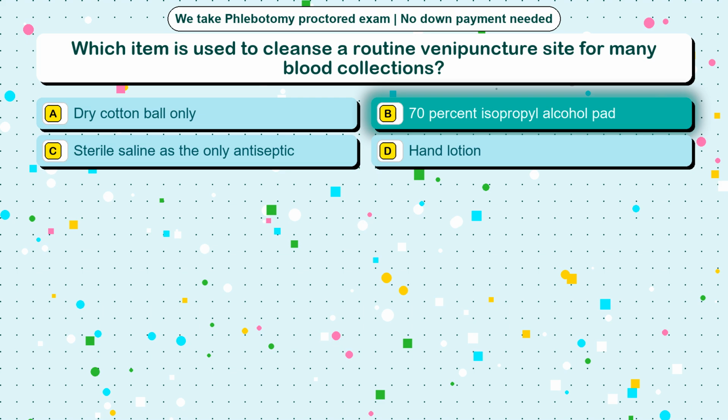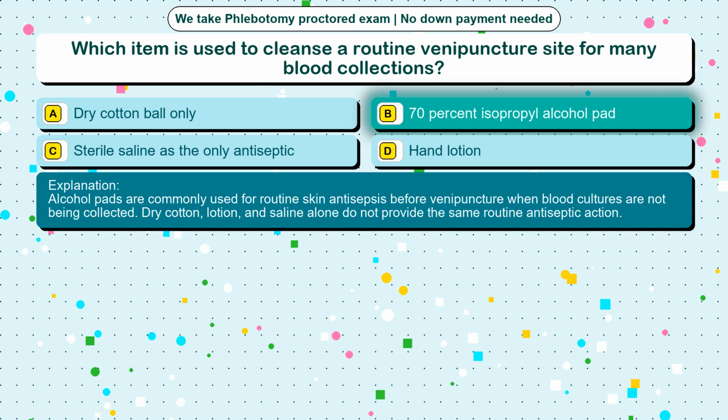70% isopropyl alcohol pad. Alcohol pads are commonly used for routine skin antisepsis before venipuncture when blood cultures are not being collected. Dry cotton, lotion, and saline alone do not provide the same routine antiseptic action.